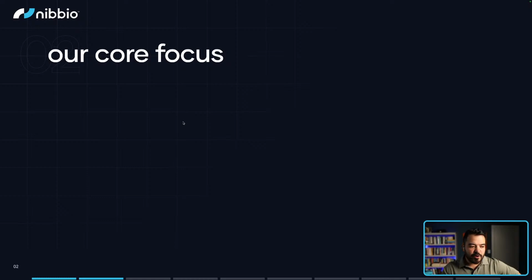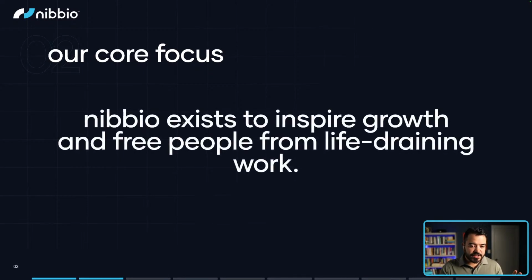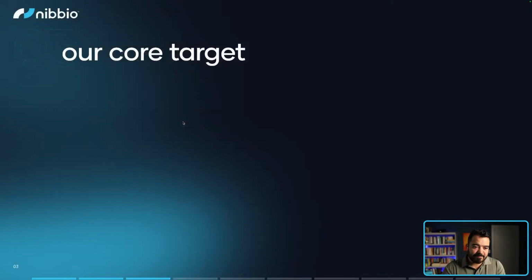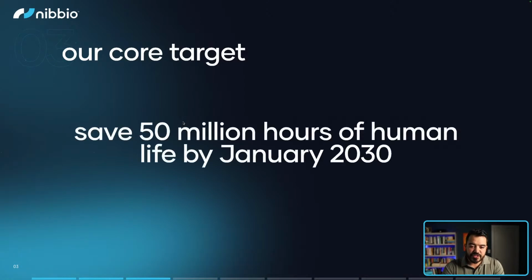Now, EOS allowed us to build our core focus, which is that we exist to inspire growth and free people from life-draining work. The way we do this is by digitizing, innovating, and automating work. Our core focus then allows us to achieve our core target, which is to save 50 million hours of human life by January of 2030.